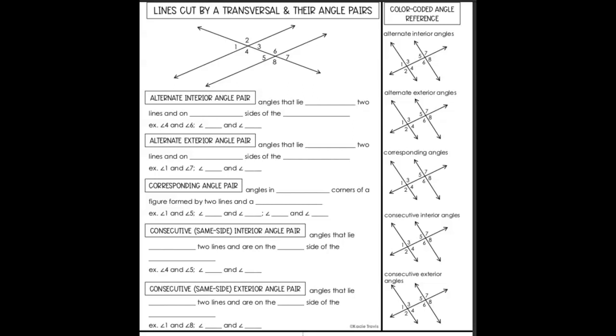So the first one you have is the alternate interior angle pair, and that one should say angles that lie between two lines on opposite sides of the transversal. Okay, and then we had examples were 4 and 6, and then what was the other ones? 3 and 5.